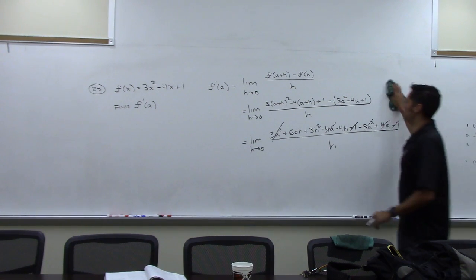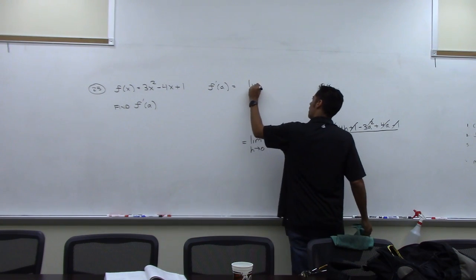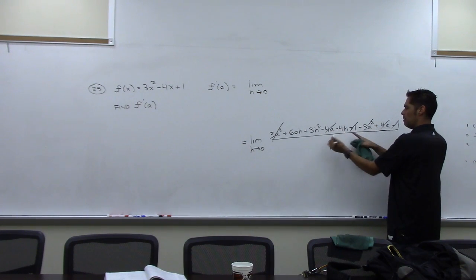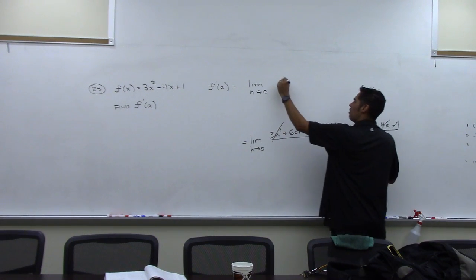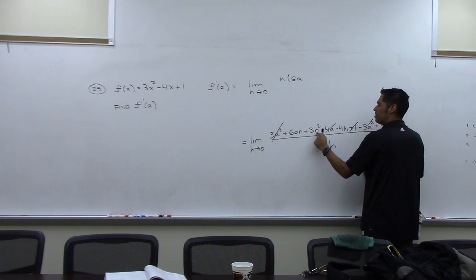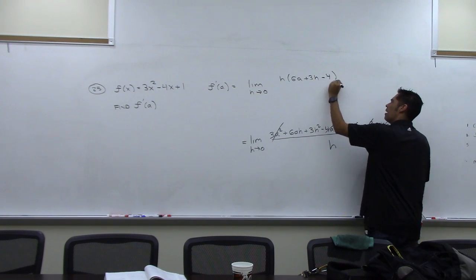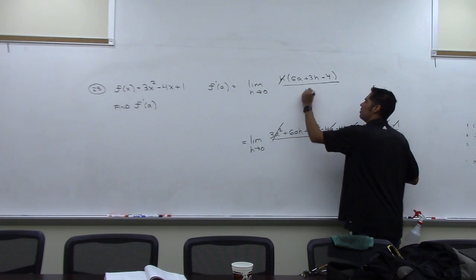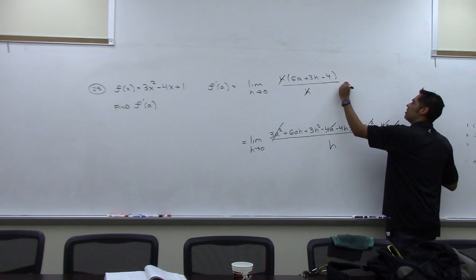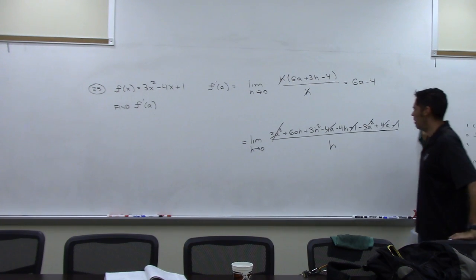All right, now, this is going to be equal to the limit as h goes to 0 of, okay, since everything has an h in it, right, everything that's left has an h in it, I'm just going to pull an h out now. And that would have left me with just 6a here. And then plus just 3h. And then here just minus 4. And then all over h. The h's cancel. And now when you let h go to 0, that goes away. And you're left with 6a minus 4. Same answer. I like that way a little better.